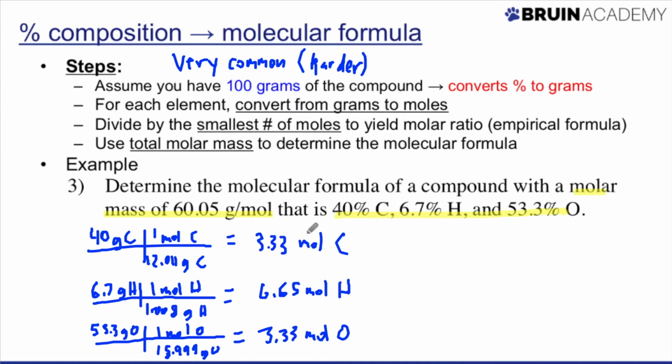Here the smallest number is 3.33, so we're going to divide everything by 3.33. So 3.33 divided by 3.33 is just 1. Here I'm going to divide 6.65 by 3.33. I get about 2. And then here I'm going to take 3.33 divided by itself, which is about 1. That yields us the empirical formula, which is CH2O, because for every 1 carbon and 1 oxygen, I have 2 hydrogens.